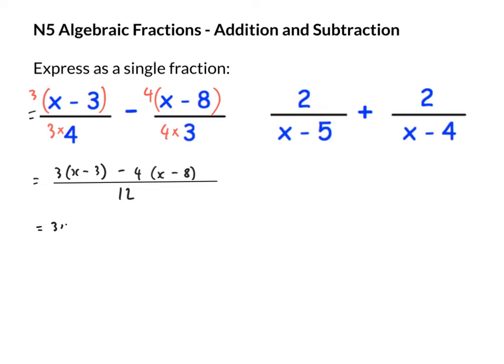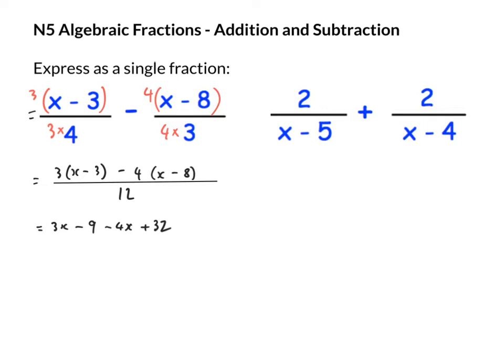So multiplying out the first bracket will give me 3x minus 9. The second bracket is being multiplied by negative 4 here because I'm subtracting 4 lots of this thing. So I have got minus 4x and minus 4 lots of minus 8.